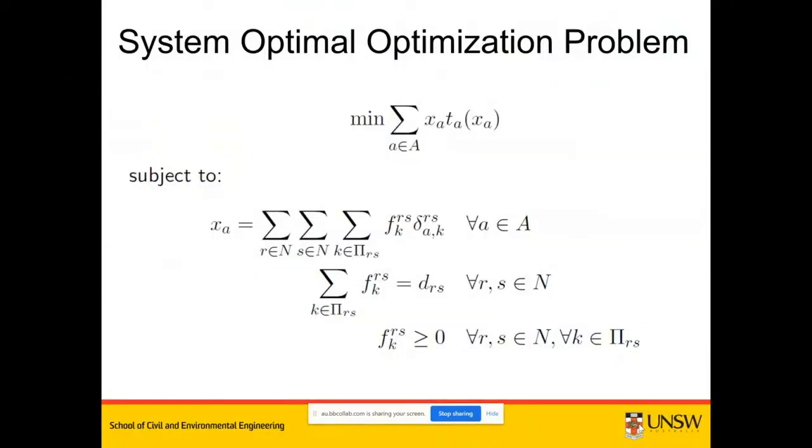So let's refresh our memory about what we've covered and what we've learned so far. We talked about system optimal and how to formulate it as an optimization problem. The objective function in the system optimal assignment was that we want to minimize the total system travel time, or TSTT, right? So this is total system travel time.